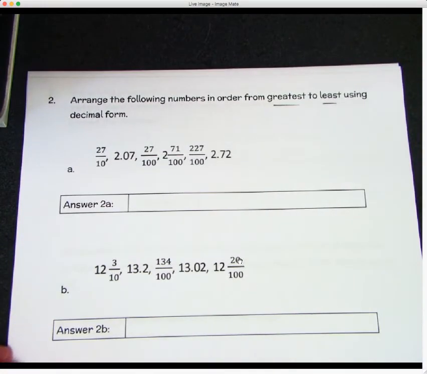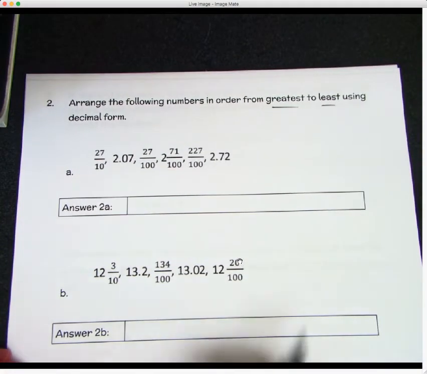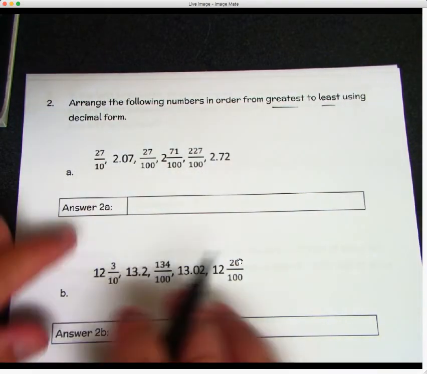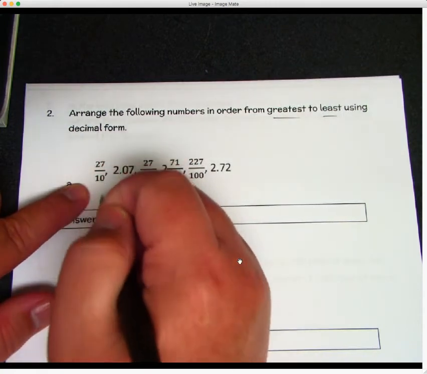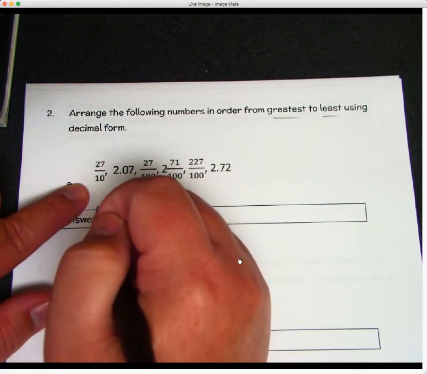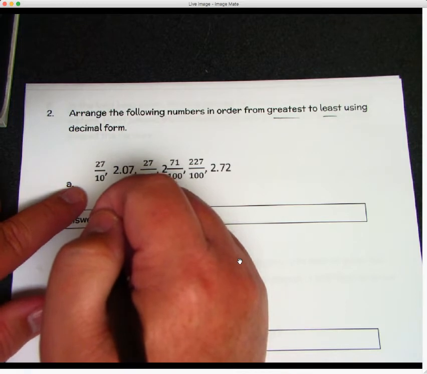I'm going to do one more, least to greatest. This says using decimal form. That means you've got to make them decimals. So let's go ahead and make all of these decimals. 27/10. What's that going to look like? It's not going to be 0.27.